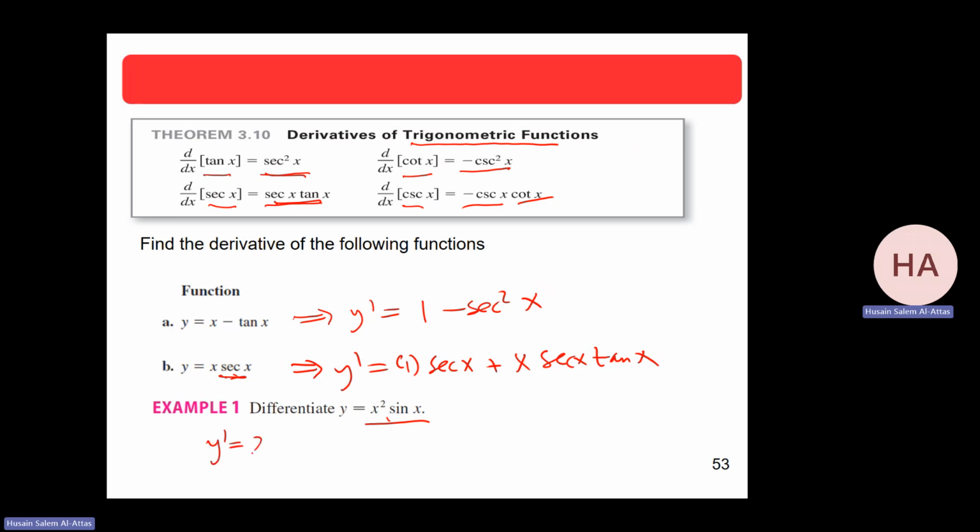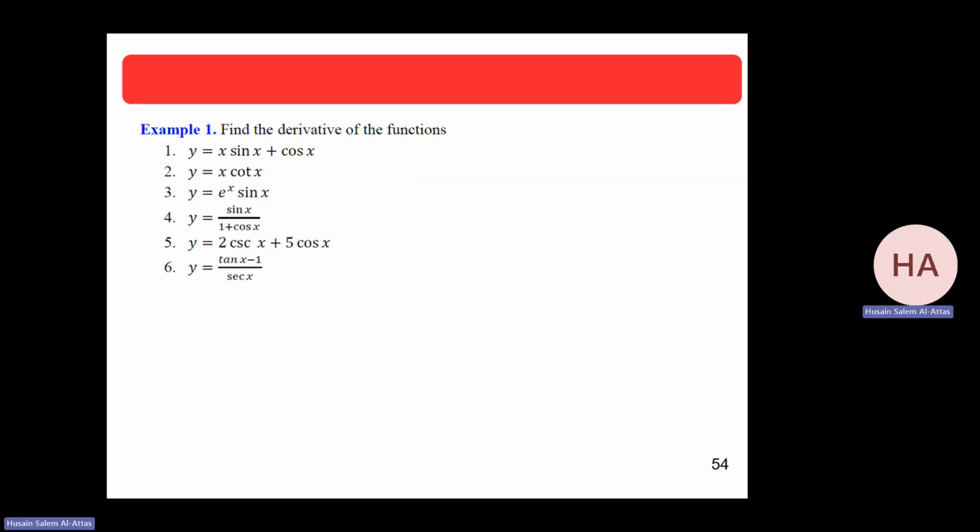So y prime will be 2x times sine x plus x squared cosine x. Derivative of the first times the second, plus the first times derivative of the second. Now, let me do these problems. First one, actually some of them we can do with 3.2. Okay, first one, or no, I need the product rule here.